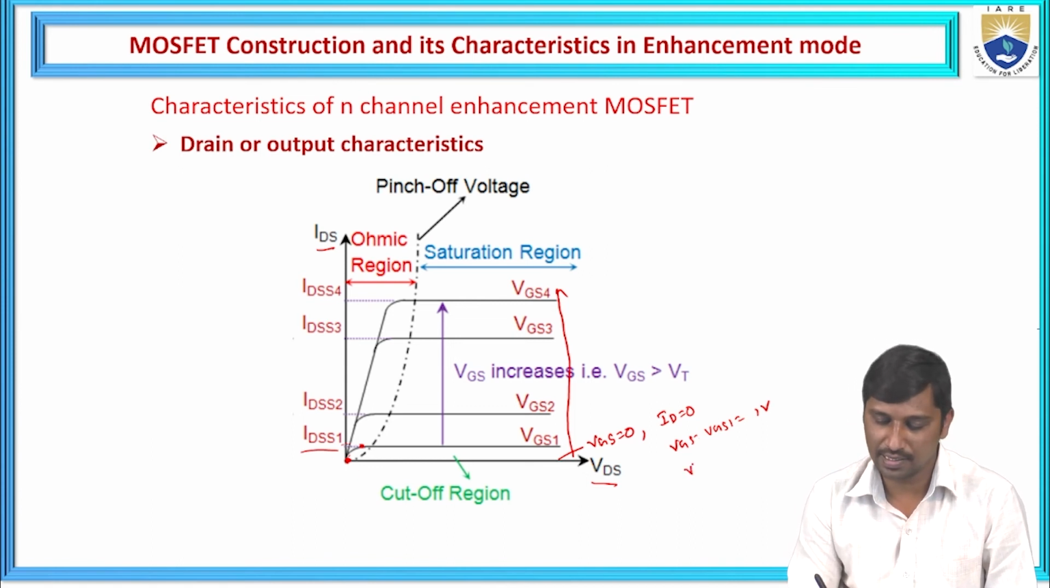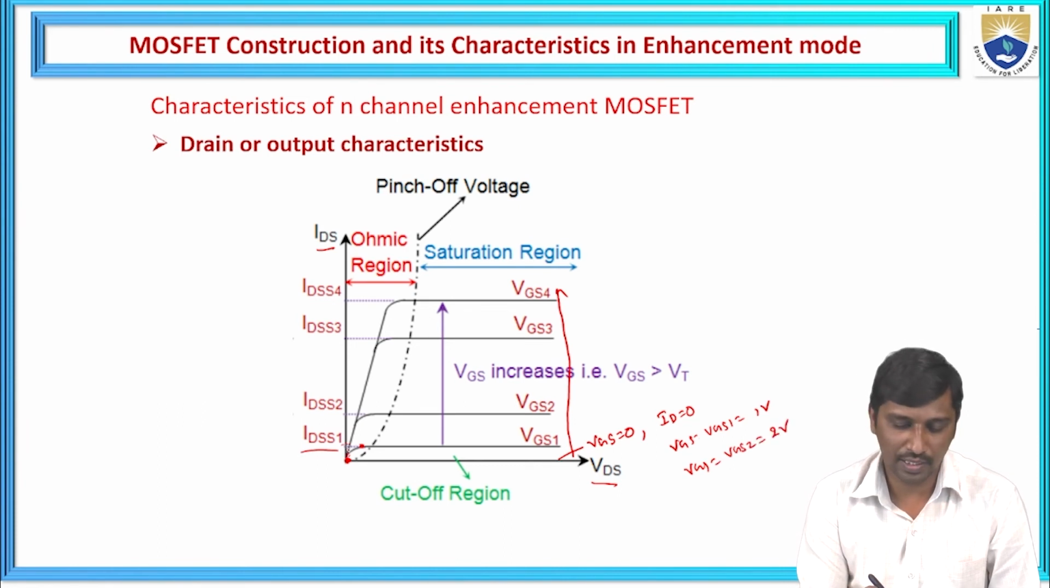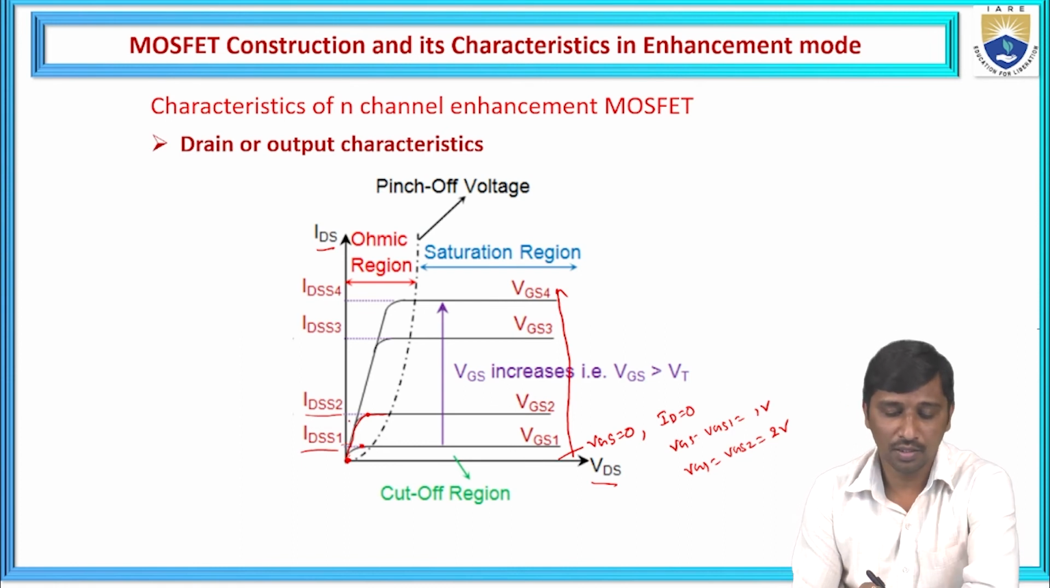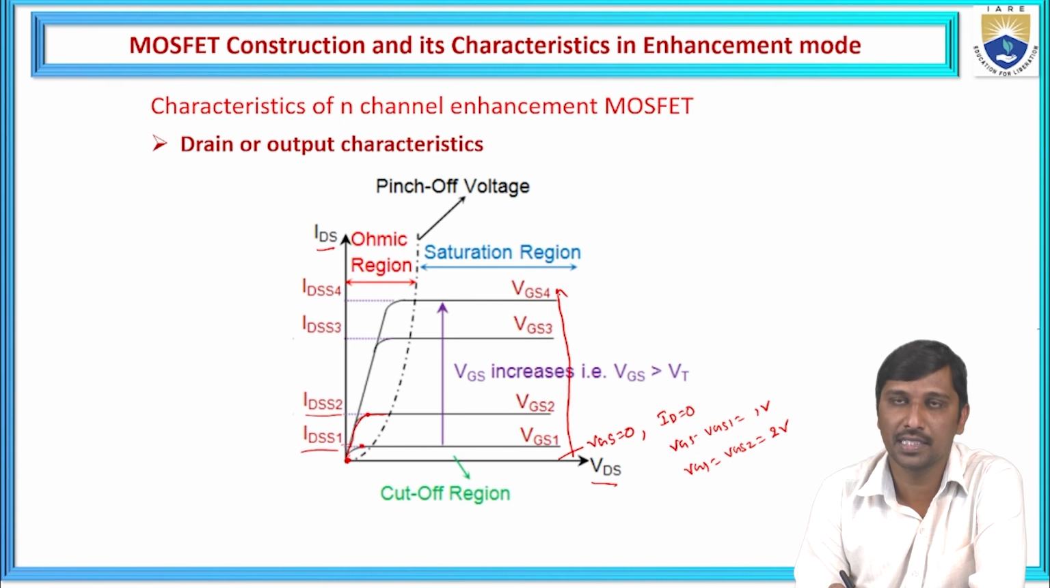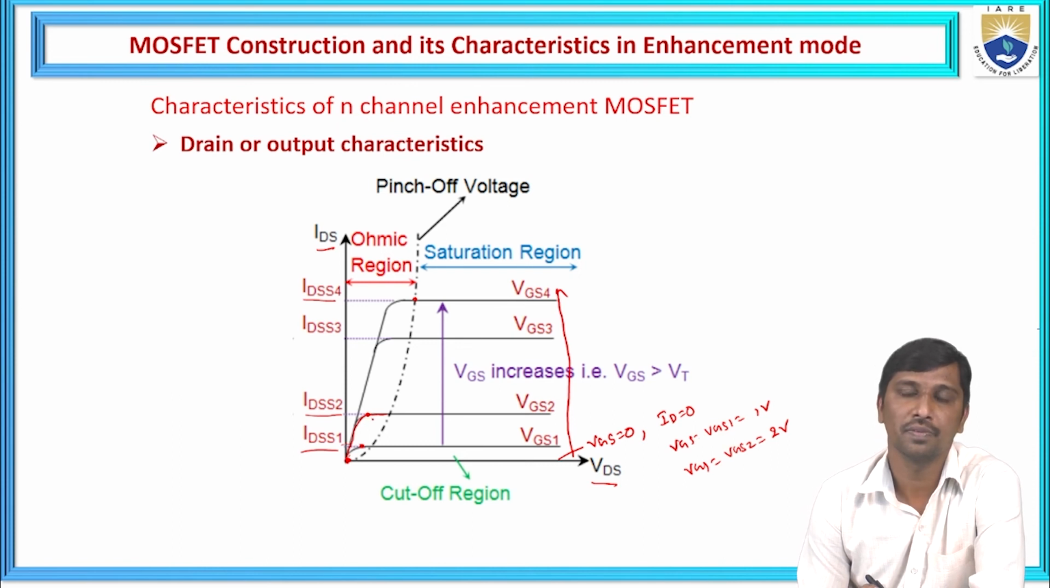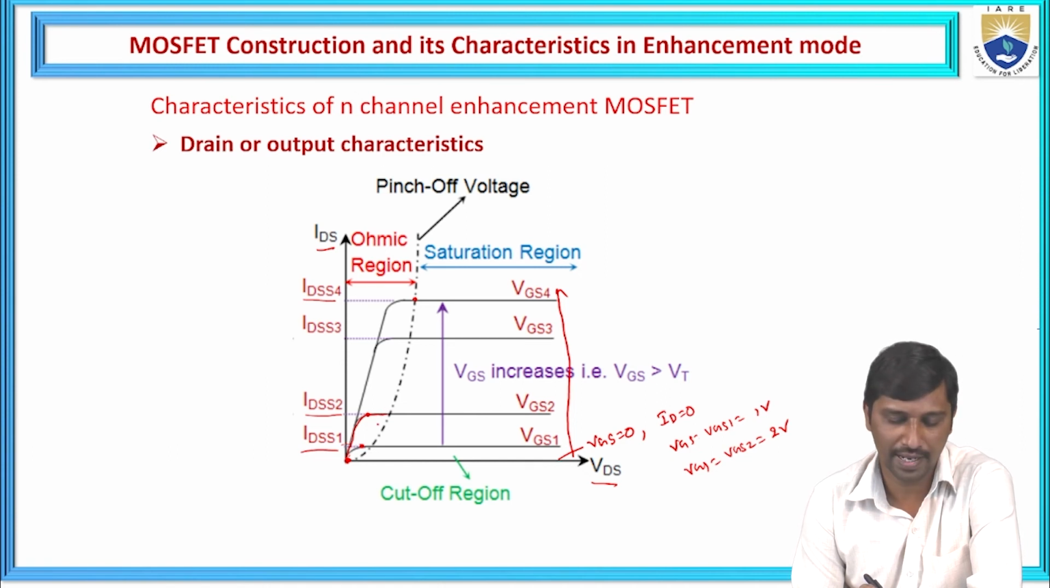Similarly, if VGS is increased further, let's take VGS2, say 2 volts, ID also increases linearly, reaches the maximum, then becomes saturated. That current is represented as IDSS2. Like that, when I take VGS at the maximum, the current is also maximum. At this point, it allows the maximum saturated current, represented as IDSS4. If you observe these characteristics, the graph shows that the parameters are in enhancement mode. Hence, this type of construction or characteristics belongs to enhancement mode.